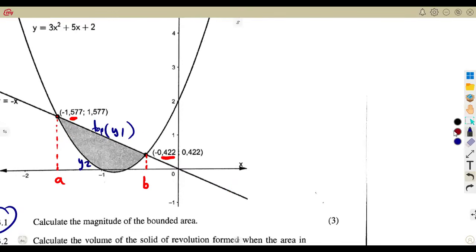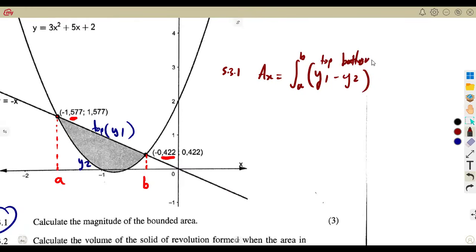Remember, when you're calculating area, how do you calculate your area between the two functions like what we are given there, 5.31? So the area with respect to x is going to be the integral. Given the limits a and b, we're going to have y1 minus y2, which is the top minus the bottom part. The one that is on top minus the one on the bottom. With respect to x, we can have our area. So that is why you have to be very careful. So the limits, x values, what is the x value there? Minus 1,577. What is the x value on the other point? Minus 0,422. Lower limit, upper limit.